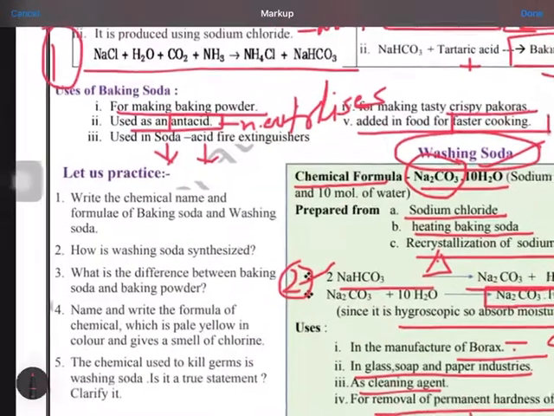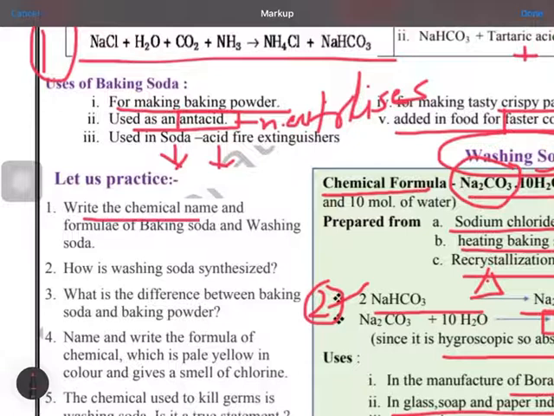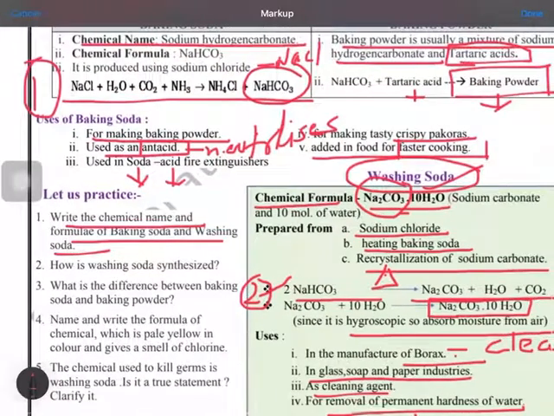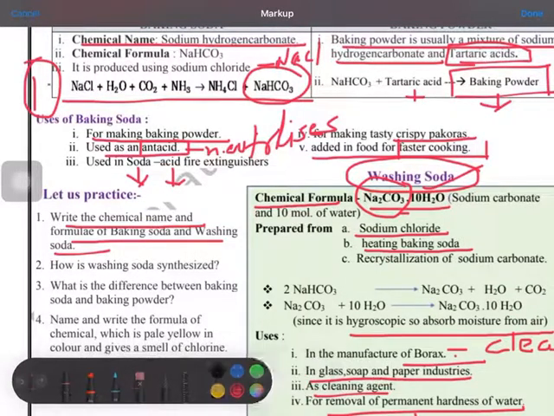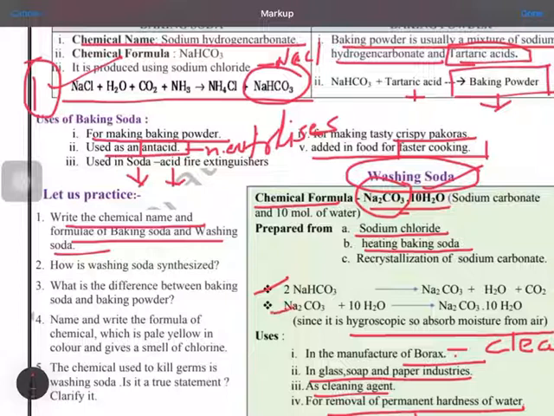Now we come to the question answers. First question: write the chemical name and formula of baking soda and washing soda. Remember that for baking soda you have to write NaHCO3, and for washing soda you have to write Na2CO3 plus 10H2O. Next, how is washing soda synthesized? As I told you, instead of writing only two equations, you write all three equations. First one you write this one, then the second, and then the third.